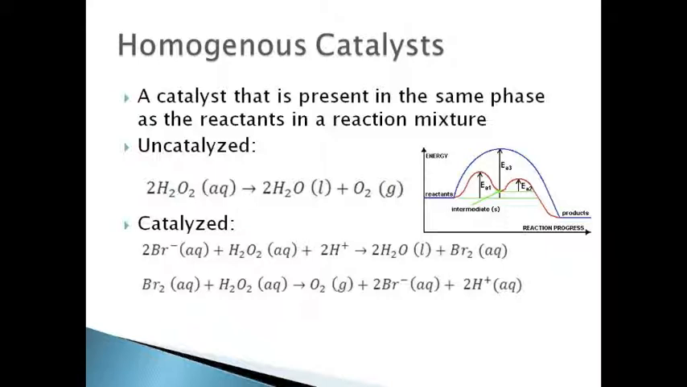So the uncatalyzed reaction is represented by the blue line, which clearly shows that more activation energy is needed to start the reaction than the catalyzed reaction, which adds bromide ions and therefore decreases the activation energy. Now you see that there's two bumps in the red line, and those both represent the first and second steps of the catalyzed reaction. Now we'll take a look at a short animation depicting this catalyzed reaction.